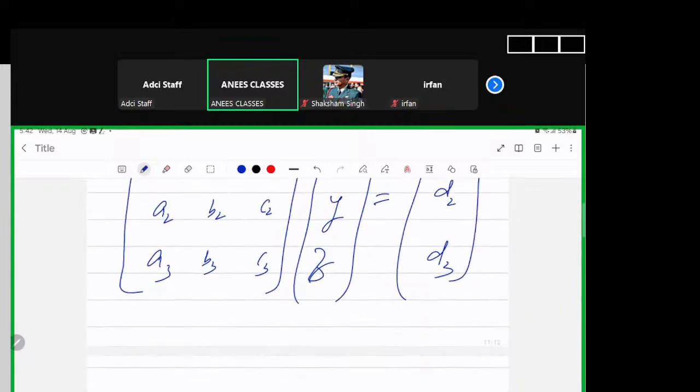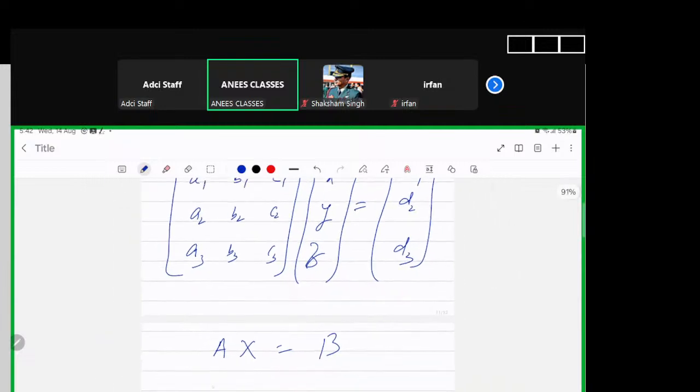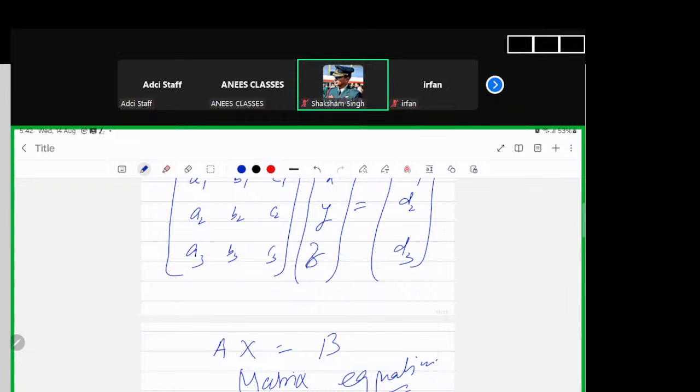The first collection I will call capital A. The second collection I will call capital X, and equal to the constant collection vertically, I will call B. This is called a matrix equation. Understood, Saksham? Yes, sir.